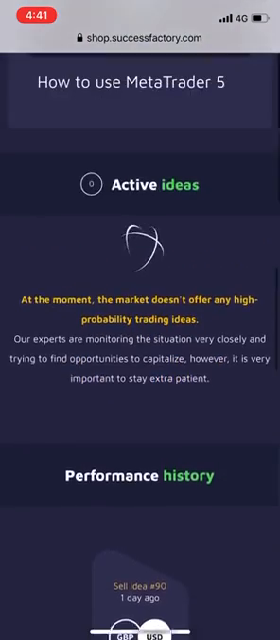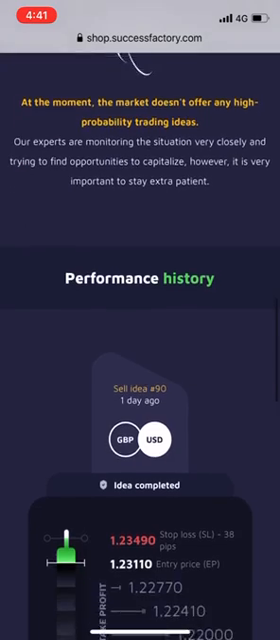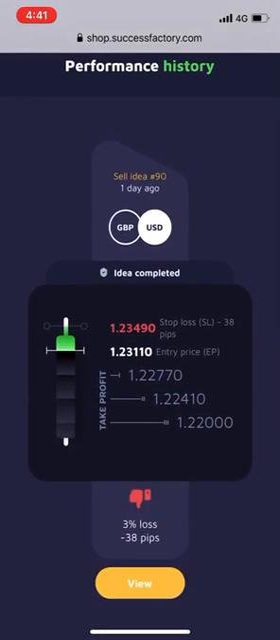You can see here, just out of interest, that at the moment the market doesn't offer any high probability trading ideas. Once again, the ideas that we get are high probability trading ideas. In other words, we've got a good chance of registering a win. Here's the idea, and you can see that it says the idea has been completed. However, I'm going to use this idea as a demonstration.